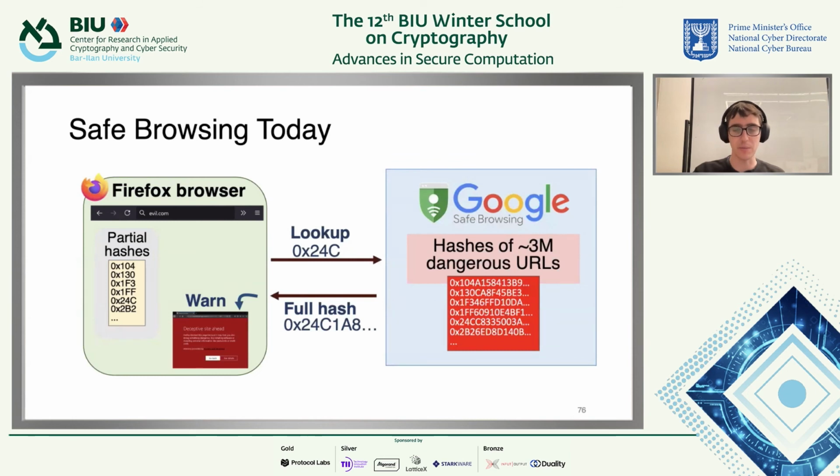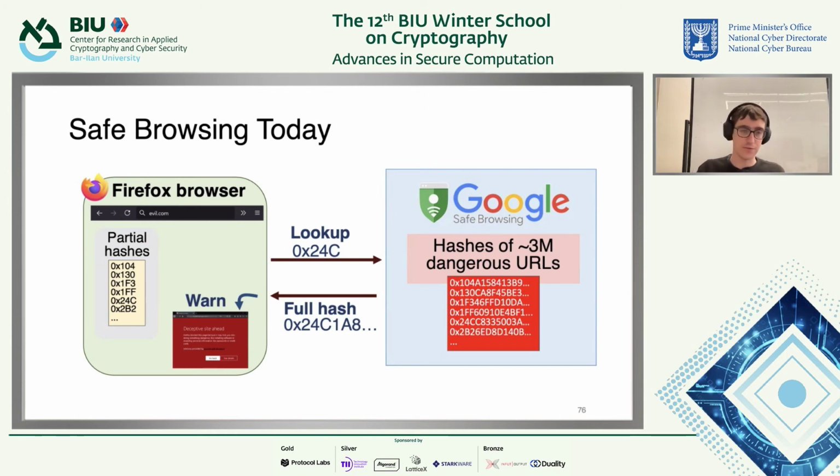And the way that the system works today is that Google crawls the web and collects a list of dangerous URLs that they consider to be malicious for one reason or the other. They have this database of around 3 million, or maybe by now already 4 or 5 million URLs. And they store for each URL its SHA-256 hash, not just a hash of the URL. They do some kind of normalization, but that's essentially it.